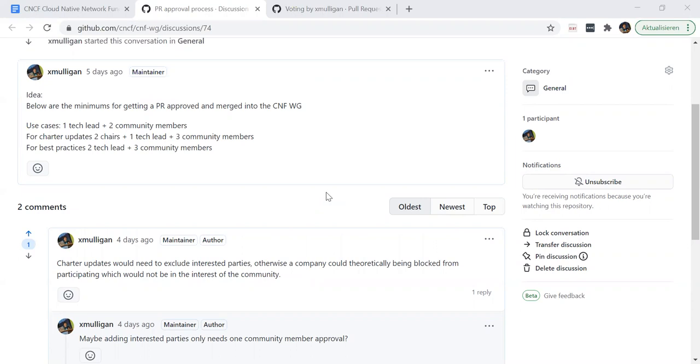It seems to me that there's not necessarily any great value in having the use case and the best practice side of things differ. The charter updates, I think, is the one that needs to stand separate. That would be to define a quorum and then define a majority. And to be perfectly honest, stick it on the tech leads, because the community members are electing tech leads to represent them.